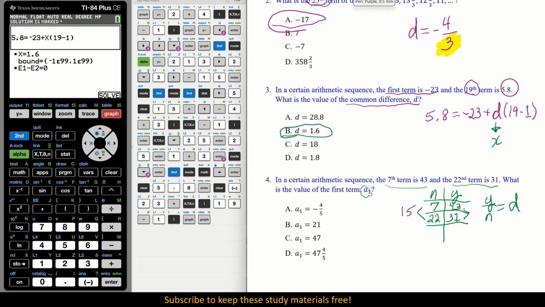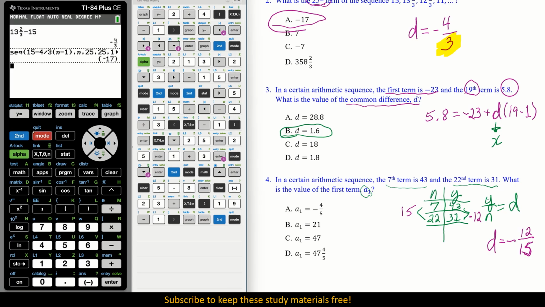43, or we can go backwards, which is really what we should be doing, is saying 31 minus 43 is minus 12. All right, and let's double check that. Okay, let me go ahead and write this out. That will be negative 12 over 15.